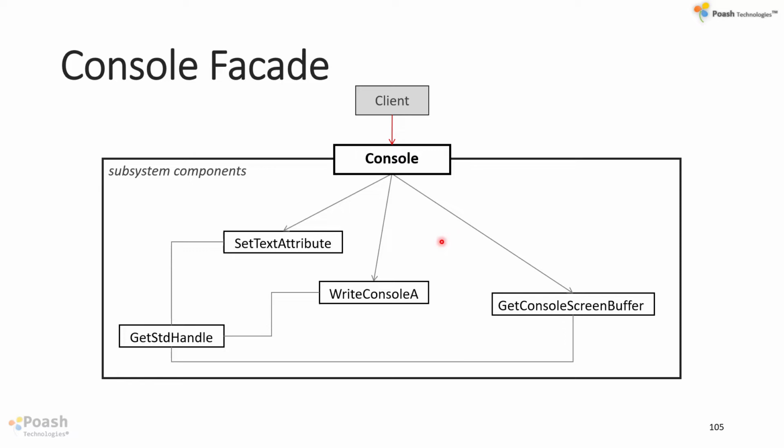One other advantage that we get in C++ is the compilation dependency of the client on these functions is removed. This means we don't have to compile the client if these functions change. Instead, we will only have to recompile the implementation file of the console class.